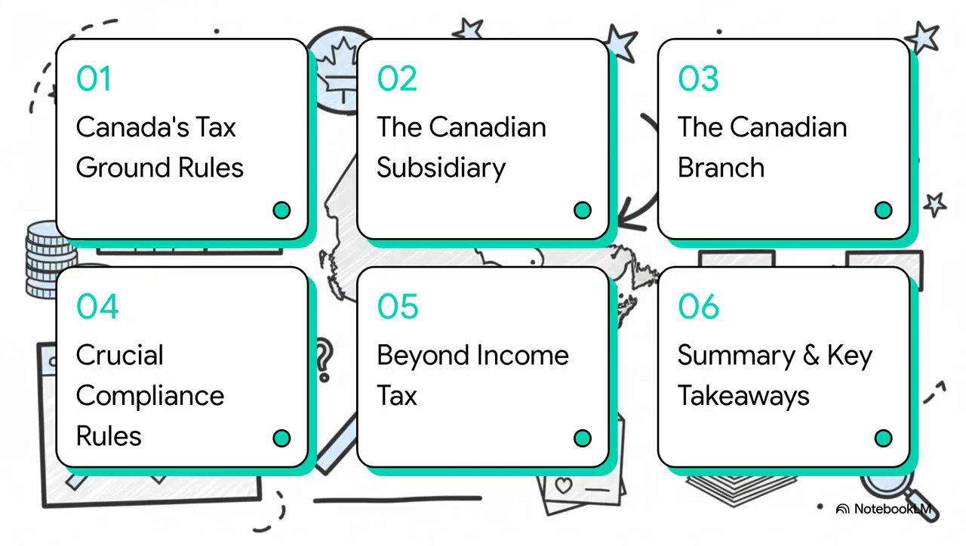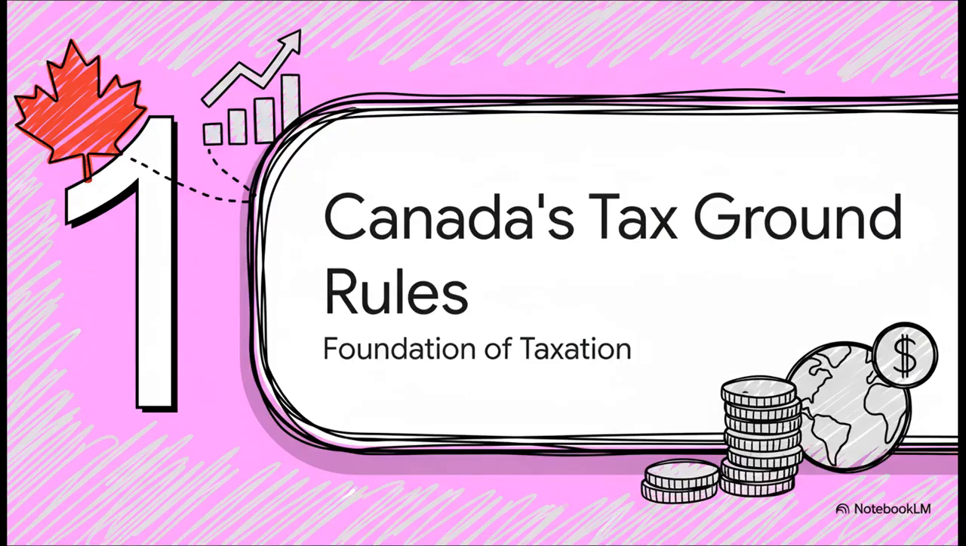So, here's our roadmap. We'll start with the absolute fundamentals, Canada's basic tax rules. Then we'll dive deep into the two main options for setting up, the subsidiary versus the branch. After that, we'll cover some critical compliance rules you can't ignore, look beyond just income tax, and finally, we'll wrap it all up with a summary of the key takeaways. Let's get started. First up, Canada's tax ground rules.